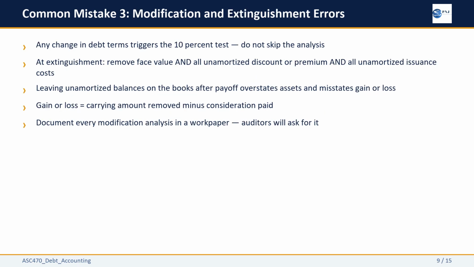Two extinguishment errors come up repeatedly in practice. First, teams change debt terms, extend maturity, reduce rate, add a covenant, and skip the 10% test entirely.